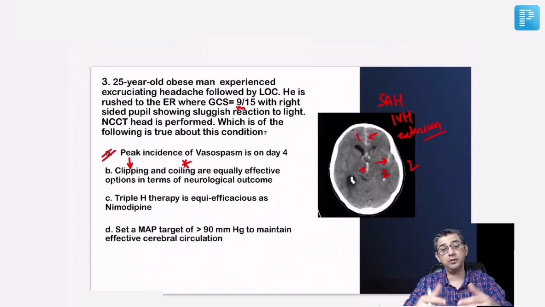It helps in formation of a thrombus initially, and then there's a definitive fibrosis in the wall of the aneurysm, so the chances of rupture are relatively lesser. So the problem with option B is this word "equally effective." It's not equally effective. Coiling is superior as compared to clipping.